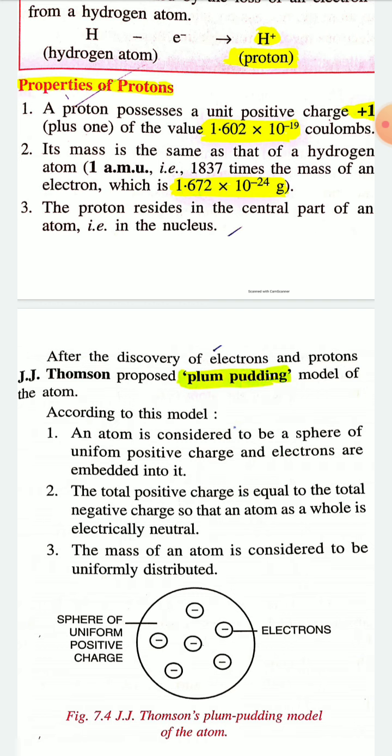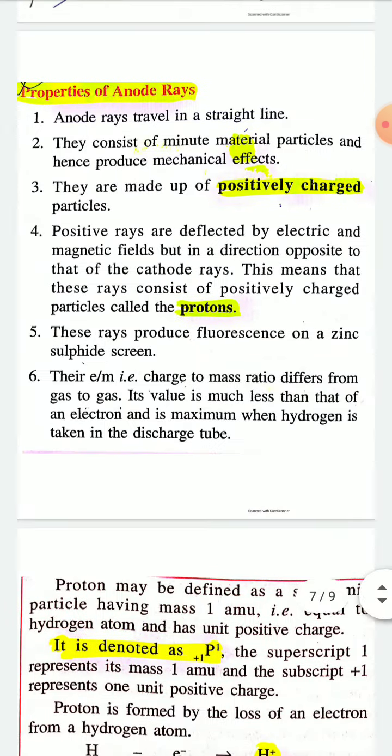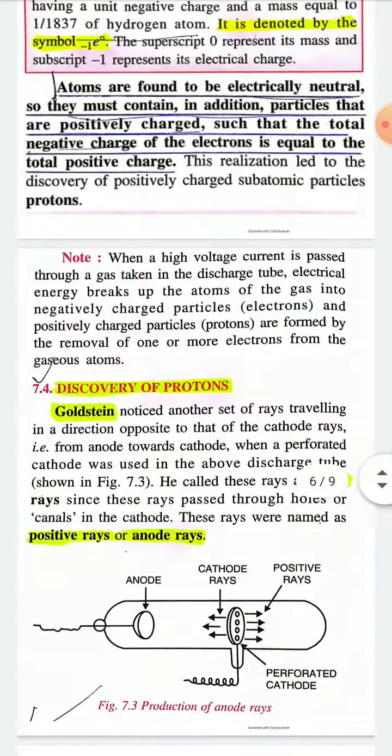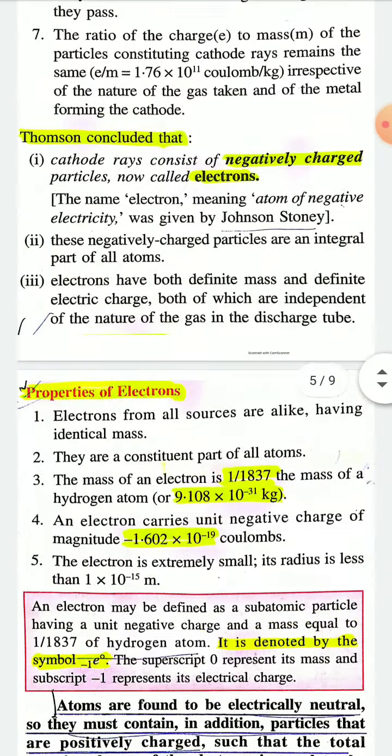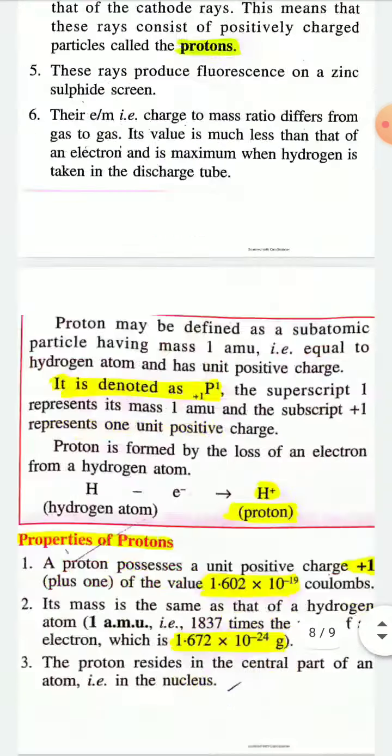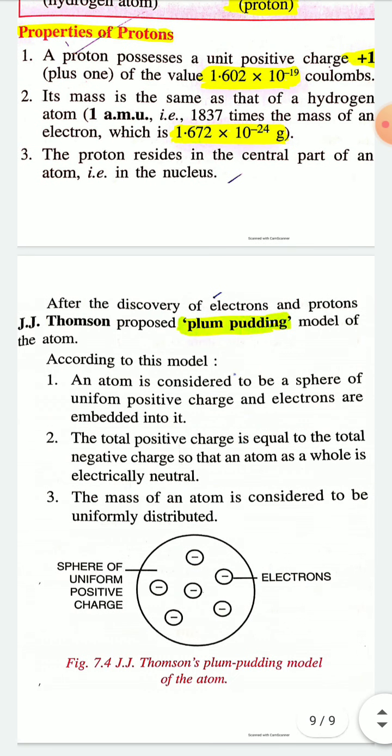So, after the discovery of electron and proton, J.J. Thomson proposed the plum pudding model of atom. J.J. Thomson discovered the electron first, and later the scientist Goldstein discovered the proton by the anode ray experiment. And then after the discovery of proton and electron, J.J. Thomson proposed the plum pudding model of the atom.